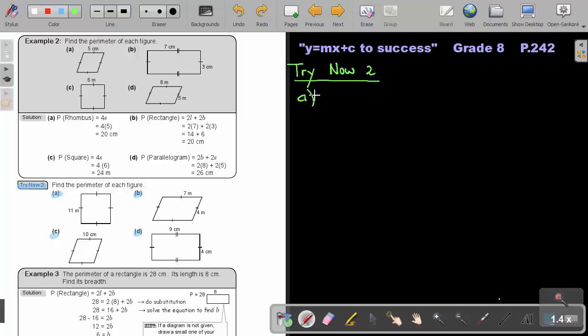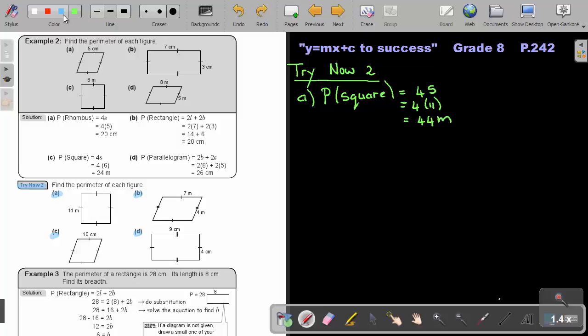Number A. Okay, first identify the figure. So if I look at this figure, the angles are 90, although it's not indicated, and the sides are all the same. So this will definitely be the perimeter of a square. That's what I'm going to work out. And what is the formula? It's 4 times the side. Write the equal signs underneath. Remember, I'm putting a bracket there, so it's actually like this. And in the place of the side, I put 11. And then if I calculate it, I will get 44 meters.